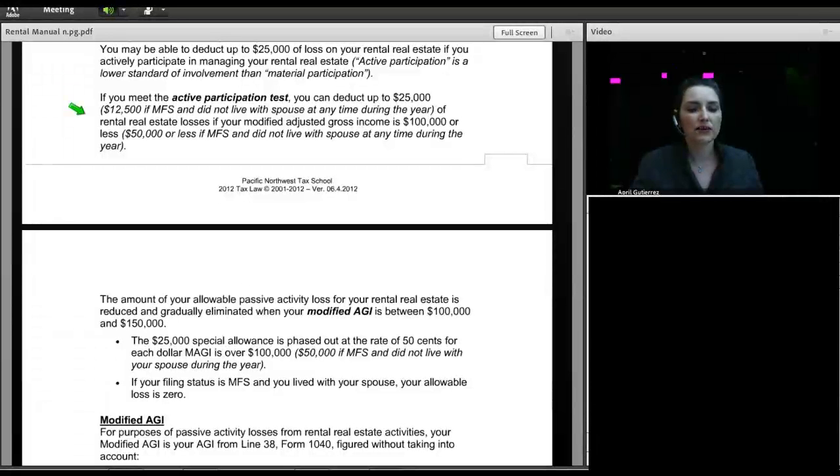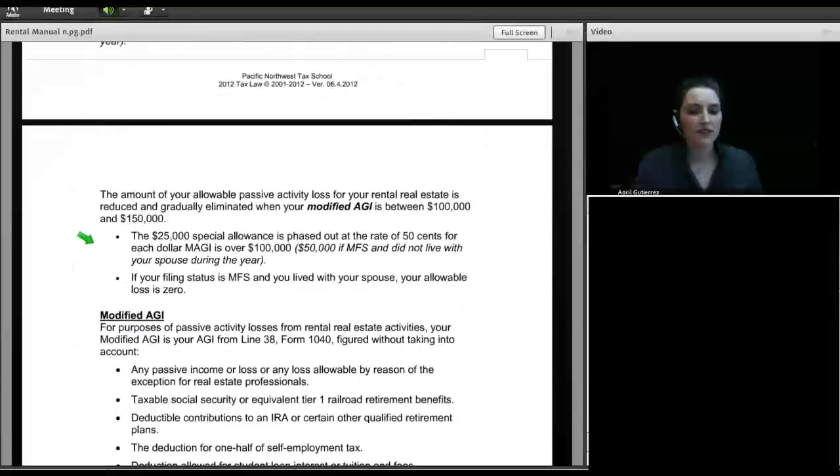Now, having said that your loss could be as much as $25,000, the allowed loss decreases, or phases out, when your adjusted gross income exceeds $100,000. It phases out at a rate of 50 cents on the dollar. So when your adjusted gross income is $100,000 or less, the loss can be allowed in full. And by the time your income reaches $150,000, no loss is allowed at all.